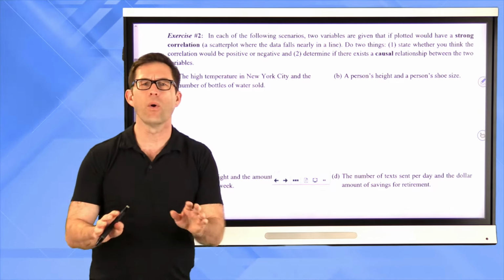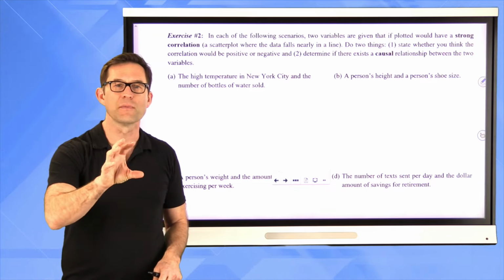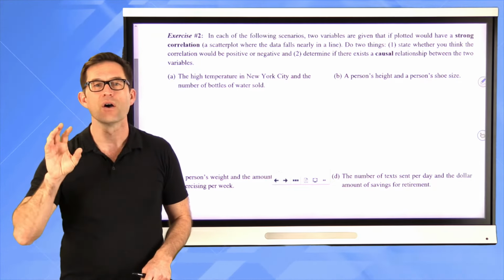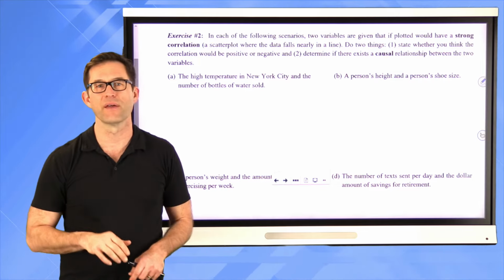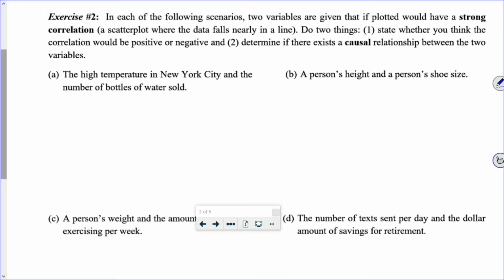This is something that you will always be asked about on standardized exams, the difference between two variables being correlated versus causative, one causing the other one to change. Let's take a look at exercise 2. In each of the following scenarios, two variables are given that, if plotted, would have a strong correlation. In other words, a scatter plot where the data falls nearly in a line. Do two things. One, state whether you think the correlation would be positive or negative. And two, determine if there exists a causal relationship between the two variables.